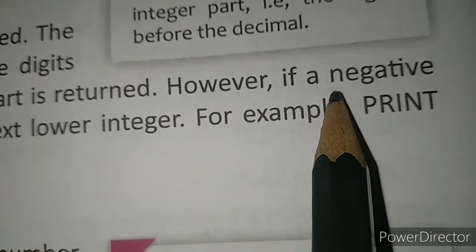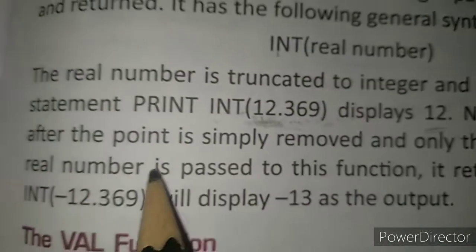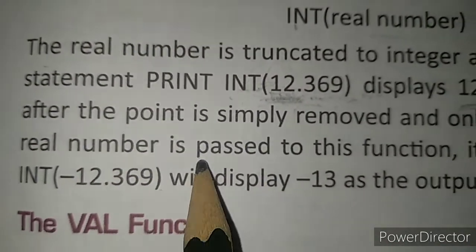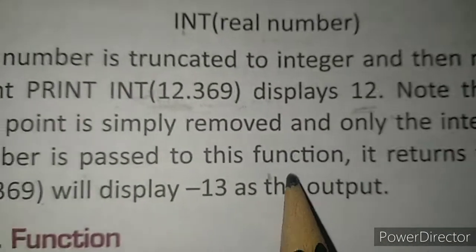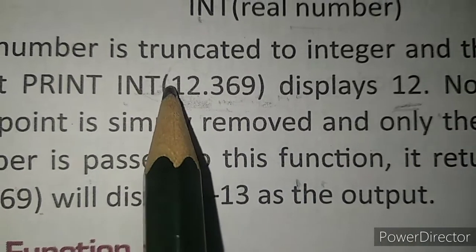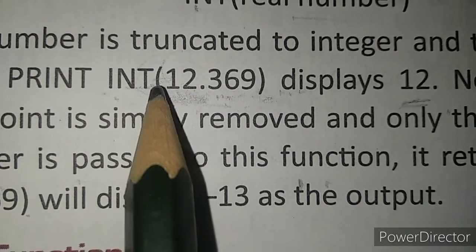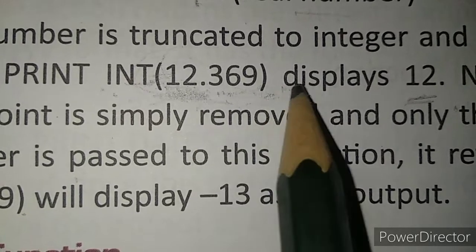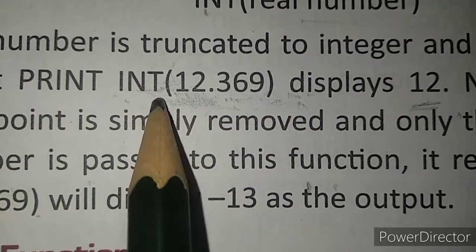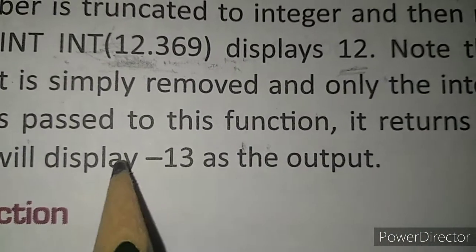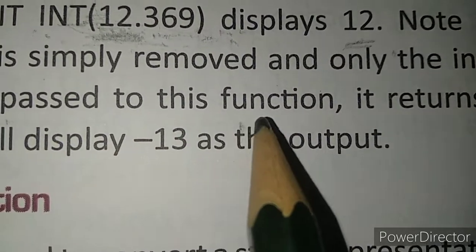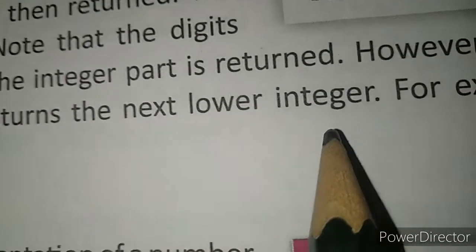Now, however, if a negative real number is passed to this function, it means if you put the negative value here, suppose int of minus 12.369, it will return the next lower value, that is equal to minus 13. It means if you pass a negative number, it returns the next lower integer.